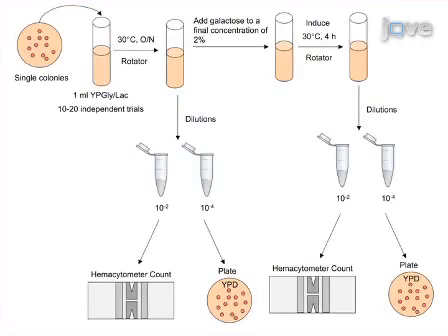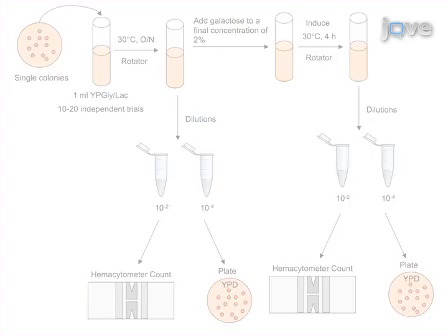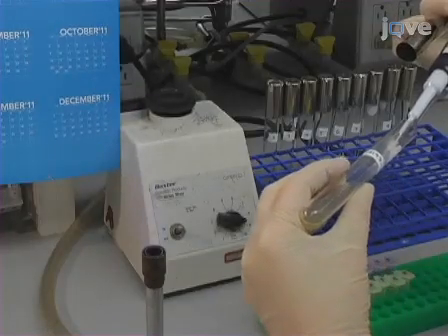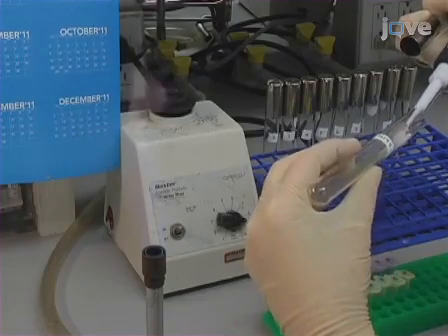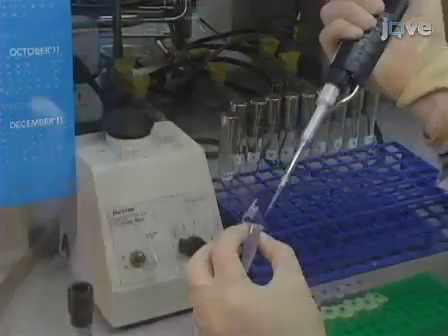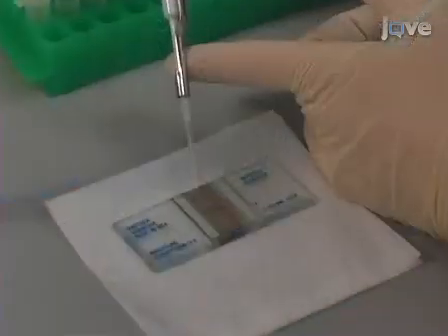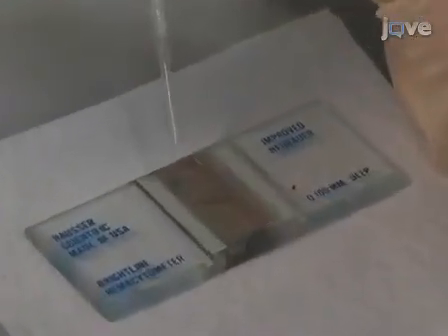Plating efficiencies before and after induction of HO-endonuclease expression will indicate if the presence or absence of either translocation chromosome affects the ability to survive DSB formation that fragments one copy of both chromosome 3 and chromosome 15. To determine pre-induction plating efficiencies, first remove an aliquot of cells from each overnight culture and determine cell number by counting with a hemocytometer.